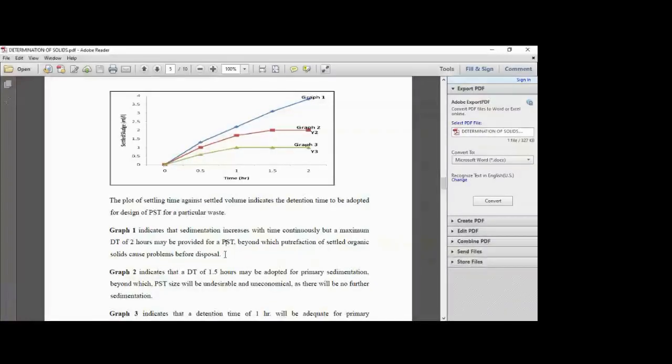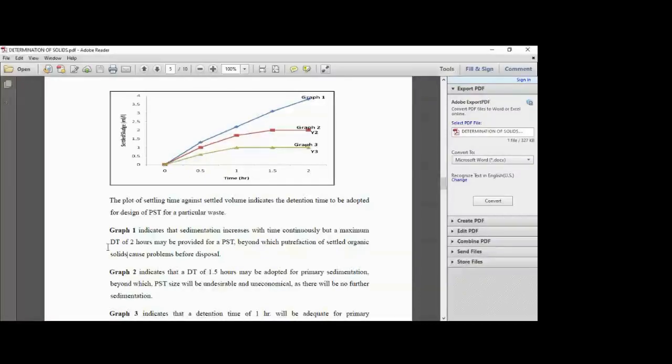So from this particular graph, you get two very important answers, right? Normally you would have wondered in the class, what is the role of the PST? The role of the PST is to remove the settleable organic solids. So one answer is that the role of the PST is to remove the settleable organic solids. And the second answer: what is the maximum detention time that we can keep for a PST?